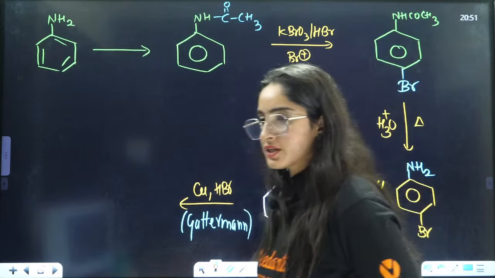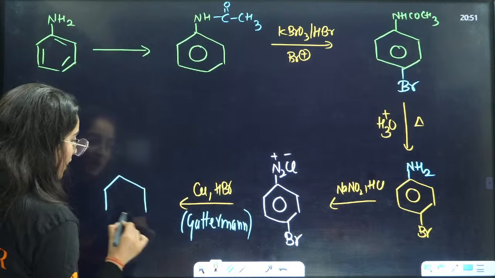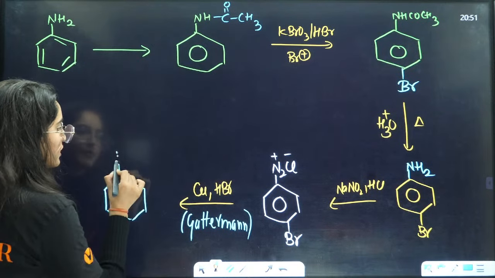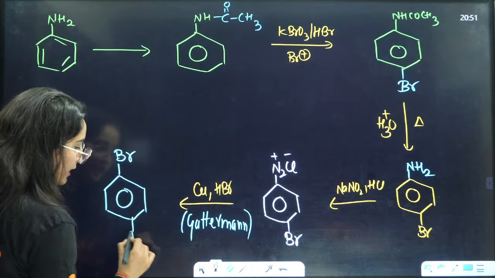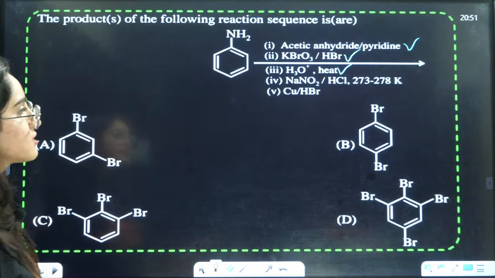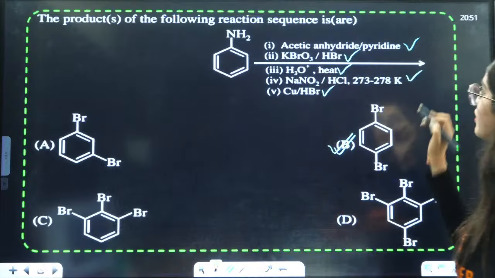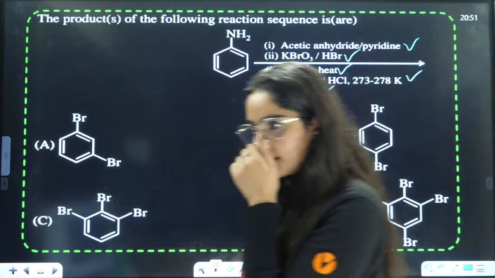Gattermann reaction. This N2Cl will be replaced by Br, right? It will be replaced by Br, and this is the final product that you will have. So B will be the correct answer, right?